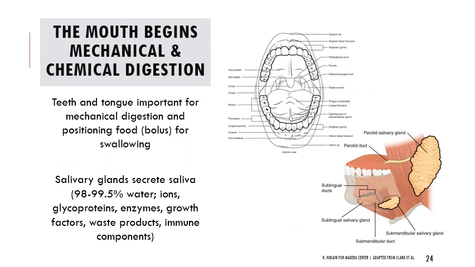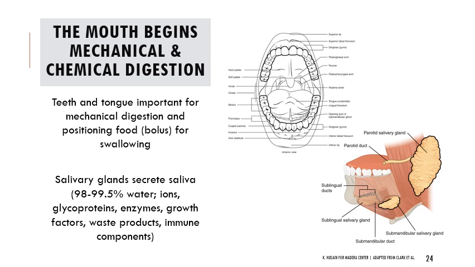All right, so the mouth is where mechanical and chemical digestion begin. It's where we also have ingestion taking place first. The teeth and the tongue are very important for getting food mechanically digested. Your tongue helps move stuff around and get it towards your teeth. It's also important for positioning that bolus in front of your throat before you swallow it. The salivary glands produce saliva, which is mostly water, but which also has ions, glycoproteins, growth factors, different waste products, and immune components, as well as enzymes like amylase, which we talked about earlier. So again, we have ingestion and mechanical and chemical digestion all happening in our mouth.